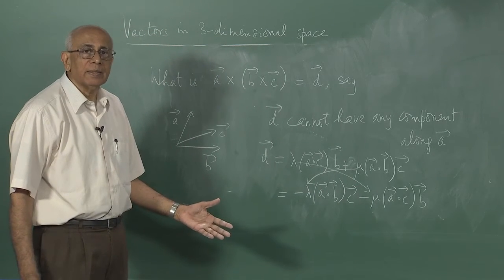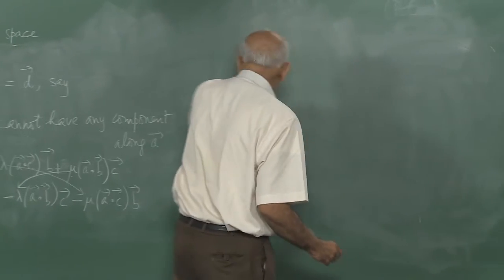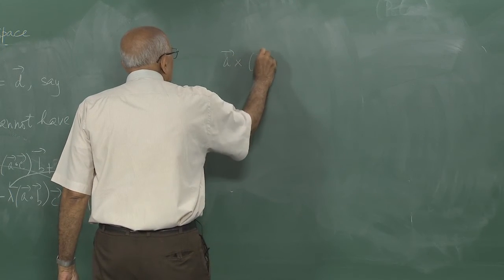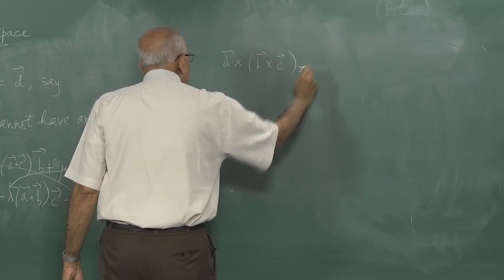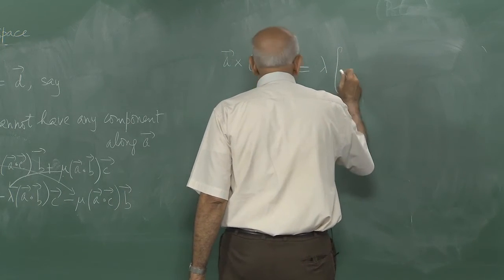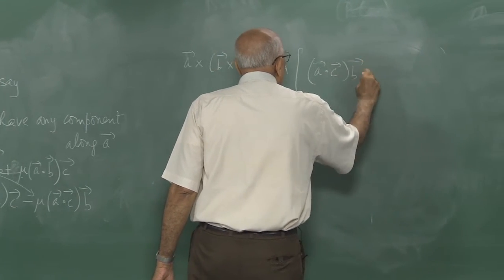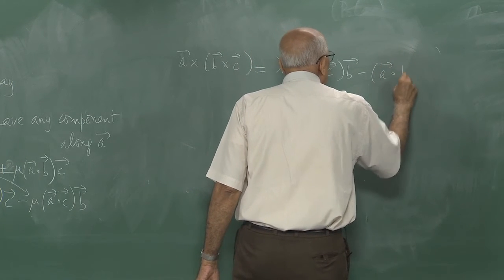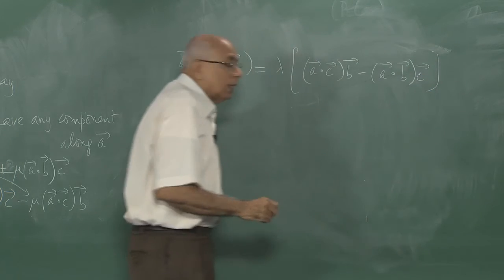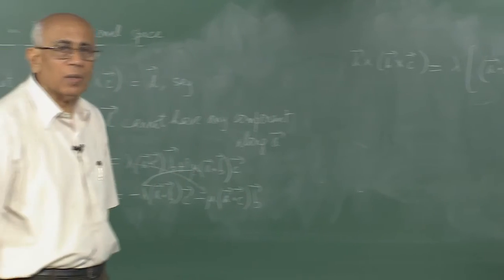No other possibility. So now we are almost home. It says that this quantity A cross B cross C must be equal to some constant lambda times A dot C B minus A dot B C. There is no other possibility, where lambda is an absolute number, a pure number. Okay. The next job is to find out what this number is.